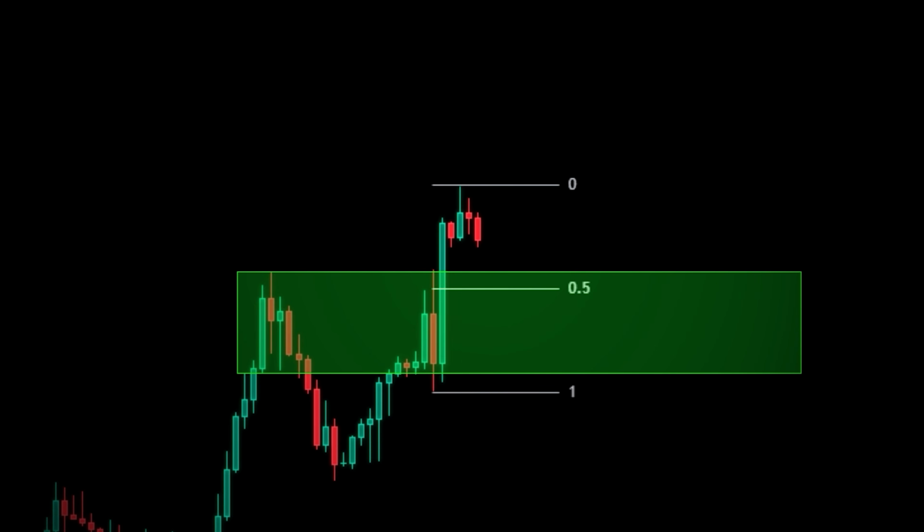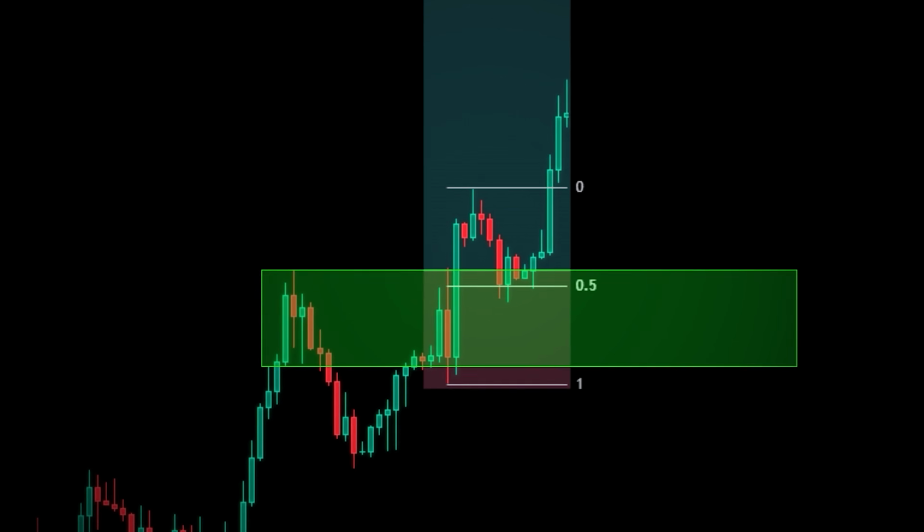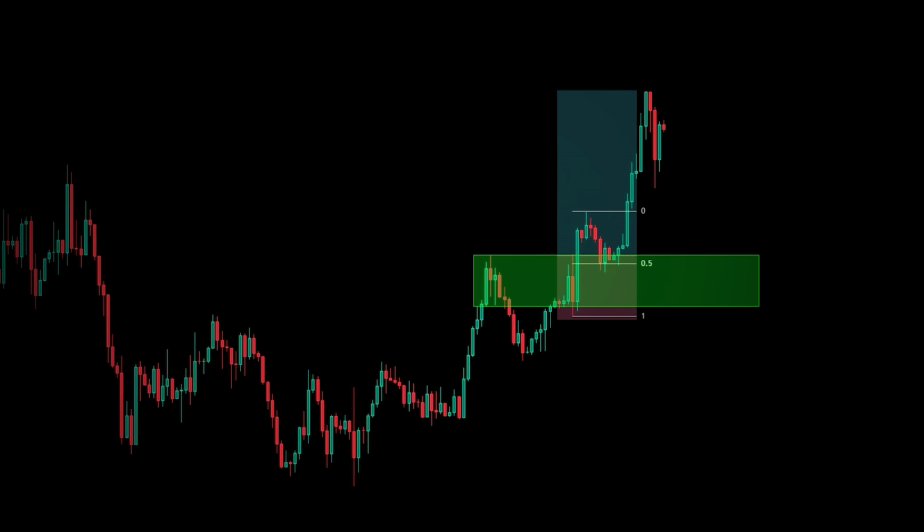Here you'll see that the 0.5 level aligns with our support. When the market retraces back, we'll look to enter a long position with this confluence. All we have to do is set our stop below the low and target our levels higher.